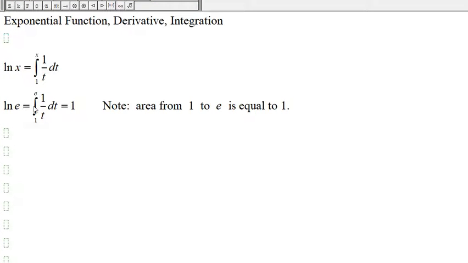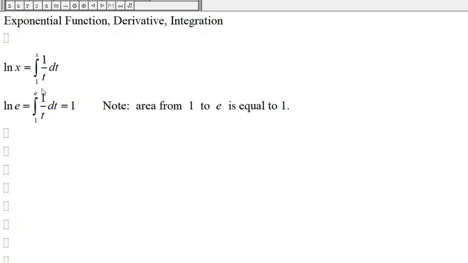Here we want to find a number e such that the integral from 1 to e is 1. We have learned that the definition of ln of x is the integral from 1 to x of the function 1 over t. And so ln of e is the integral from 1 to e. And so e is a number such that this area right here, the area between the graph of 1 over t and the x-axis, is equal to exactly 1.